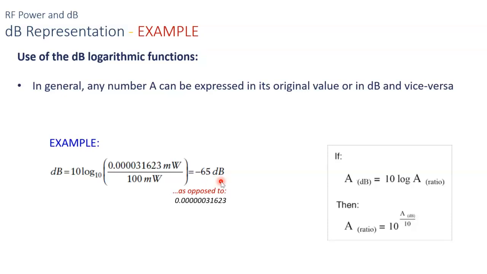Minus 65 dB. So this is the value of power 1 in comparison to power 2. Okay, this is the power 1 compared to power 2. So this is the value in dB.